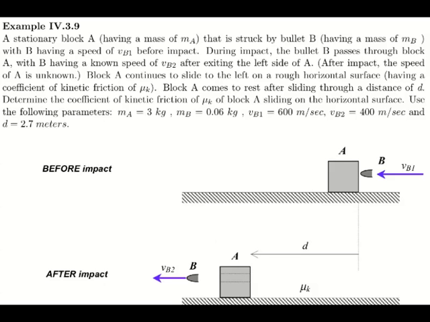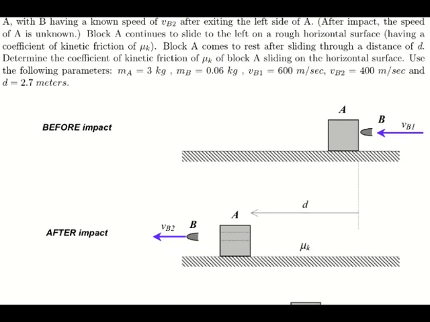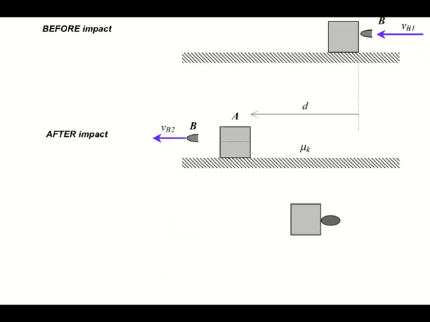What we know is that after impact occurs, the block A will slide to the left through some distance of 2.7 meters. And what we want to know is what's the kinetic coefficient of friction between A and that surface that allows A to come to rest in that distance. What I'm going to do is break this up into two segments of time. Between time 1 and time 2, we're going to say that that's during impact.